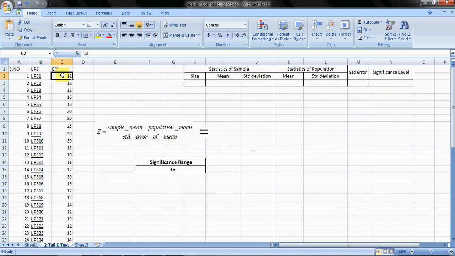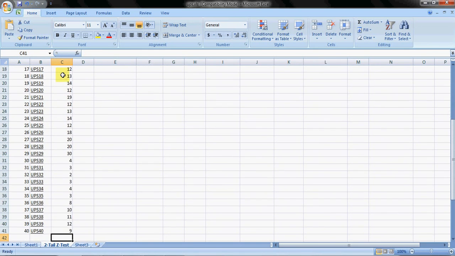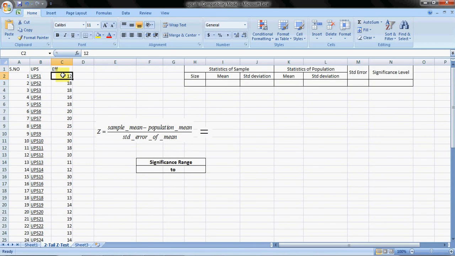So here is the data of 40 UPS installed at some places, or you can say by any means, and this is the total efficiency of the UPS. So to perform a Z-test, you need the following statistics. I have divided these statistics into two different parts: statistics of the sample and statistics of the population.